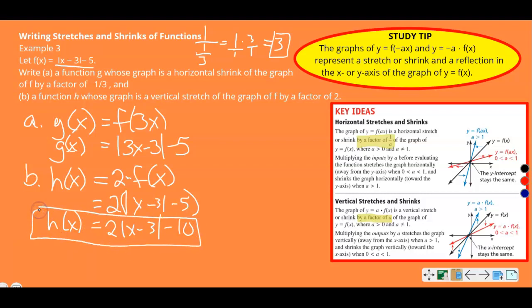All right, so when it says write a function, all you have to do is look at the rule. Whatever the rule is, then you just put that into action.